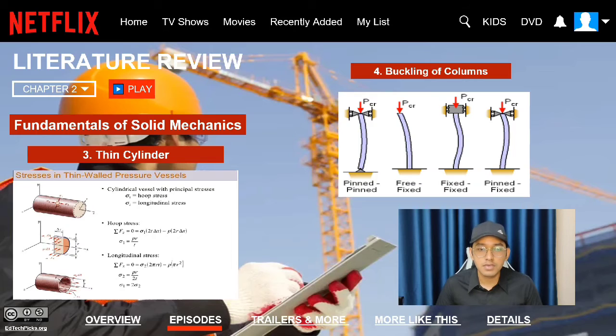Okay, the fourth fundamental of solid mechanics is buckling of columns. Buckling is a lateral displacement that happens when long, slender elements are exposed to an axial compressive force. The buckling of a column can frequently result in a building or system failing suddenly and dramatically.